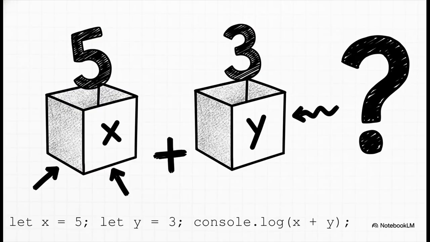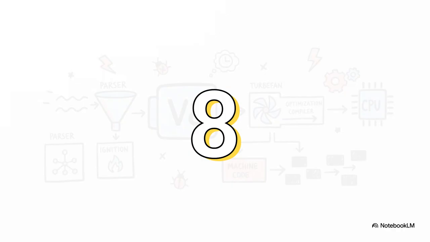Let's see this in action. It makes it way clearer. So here, we're creating 2 of those variable boxes. We label the first one x, and we put the number 5 inside. Then we label a second box y and put a 3 inside. Finally, we ask the console to show us what we get when we add the contents of x and y together. And, no surprise, the output is 8.